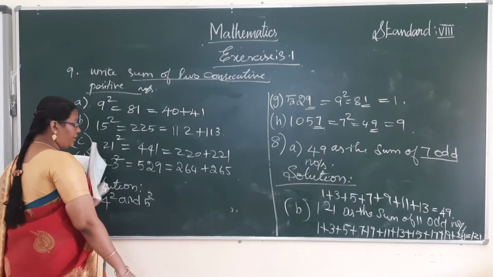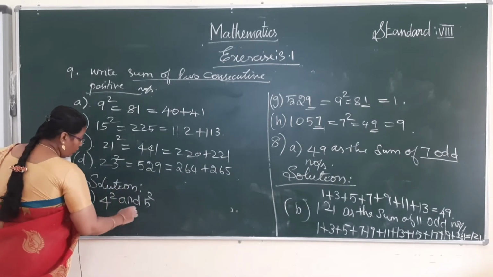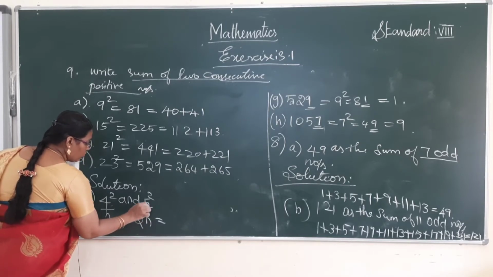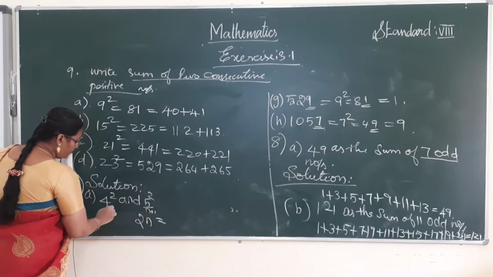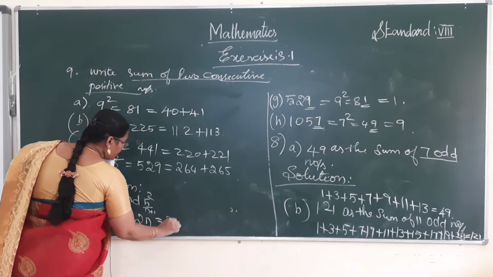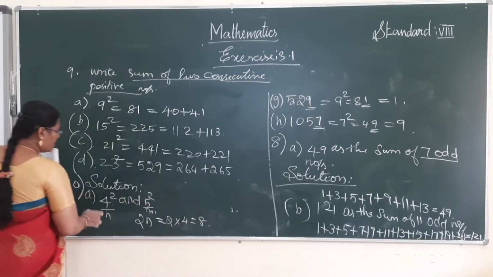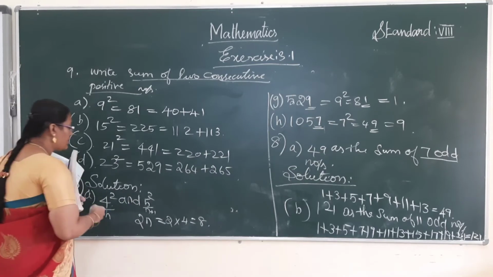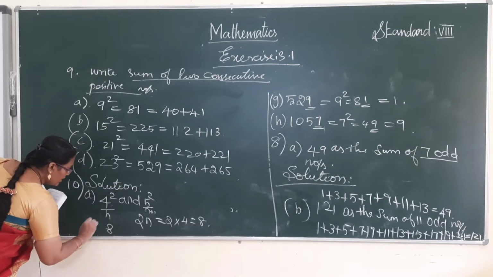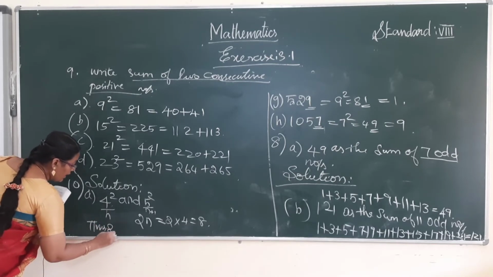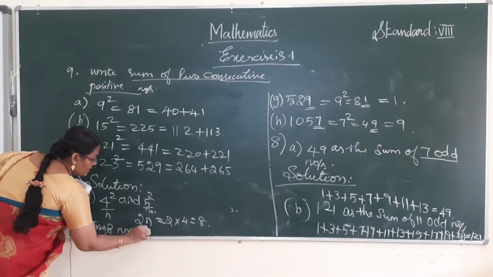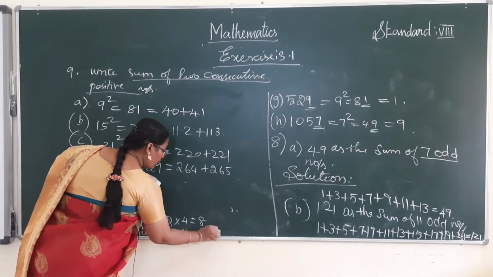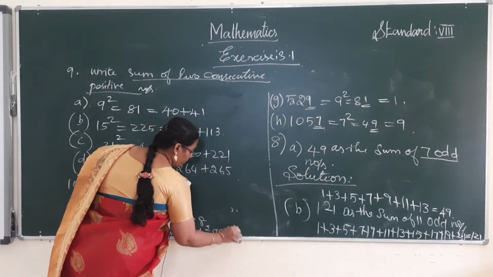So how do you find out? You can use the formula 2n. Here n value is 4, n plus 1 value is 5. 2 into 4 is 8. So how many numbers between these two square values? 8 numbers. Thus 8 numbers lie between 4 square and 5 square.